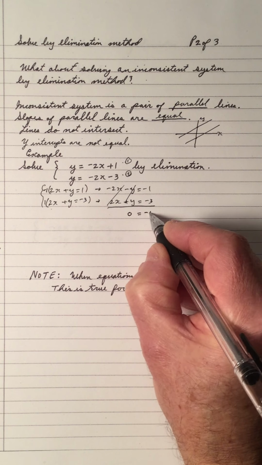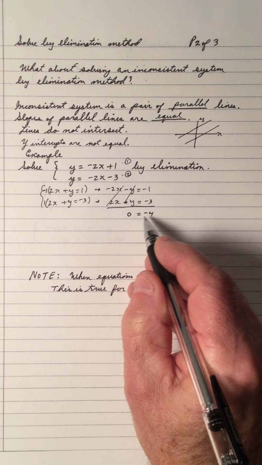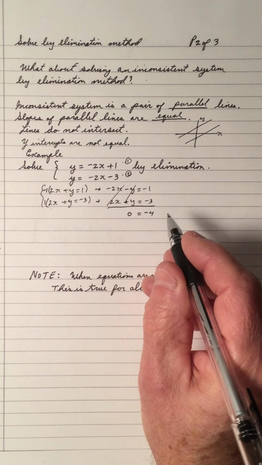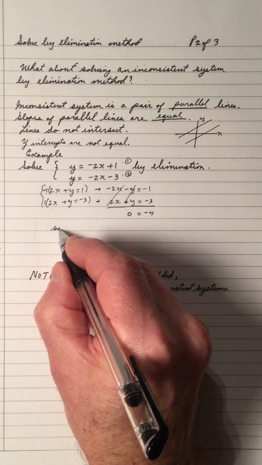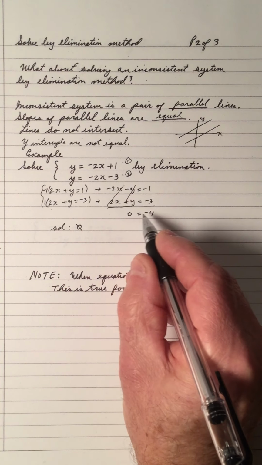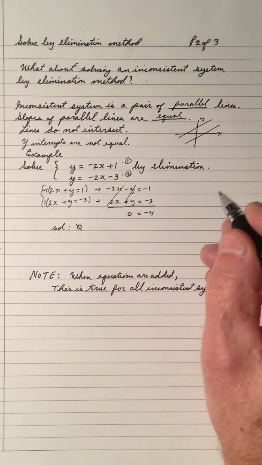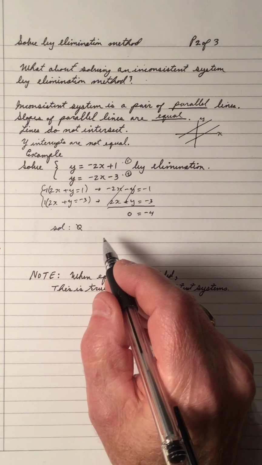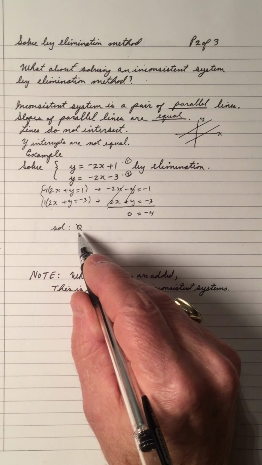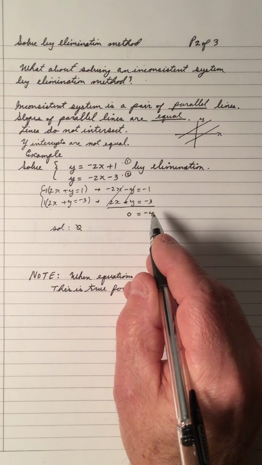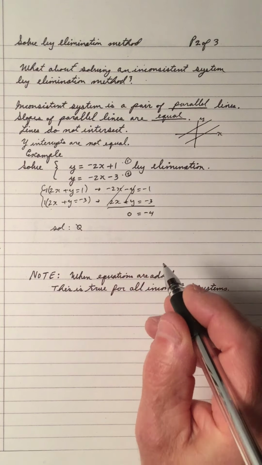Equals negative 4. Notice that for these two equations, this is impossible. The x's and the y's are gone. So that means the solution set is the empty set, because it's impossible for 0 to equal negative 4. Because they're parallel lines, looking at the graph, we know that there's no intersection. So the solution set is empty. 0 equals negative 4. Impossible. There's no solution.